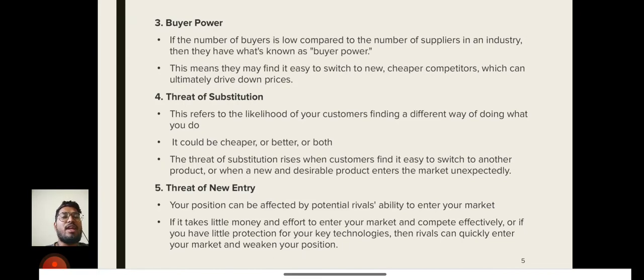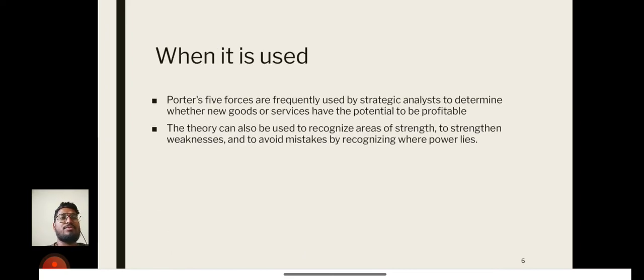Threat of new entry. Your position can be affected by potential rivals' ability to enter your market. If it takes little money and effort to enter your market and compete effectively, or if you have little protection for your key technologies, then rivals can quickly enter your market and weaken your position.